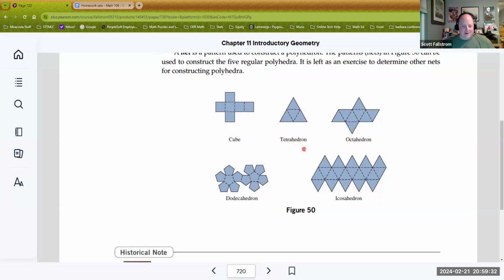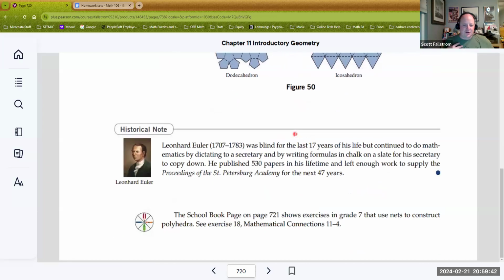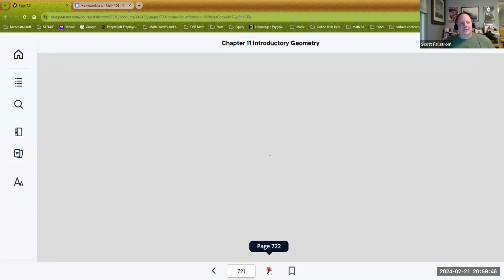As you take a look at these, we call them a net, N-E-T, and it's just an unfolded way to look at the three-dimensional shape. Personally, I think it's pretty cool. That's how to use those. Let's hear what else.